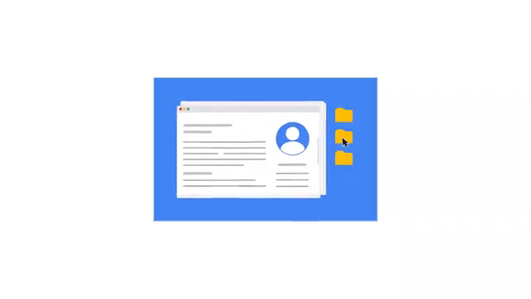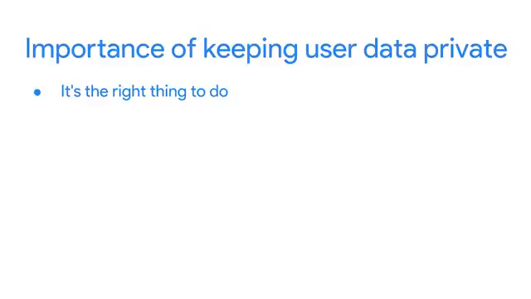Why is it important that you keep user data private? It's just the right thing to do. For ethical reasons, when conducting research, we should always act with integrity, and that includes protecting users' privacy. There are also several other reasons that privacy is so critical. One reason is privacy laws and ethics. If you don't maintain your users' privacy, you could be violating the law.